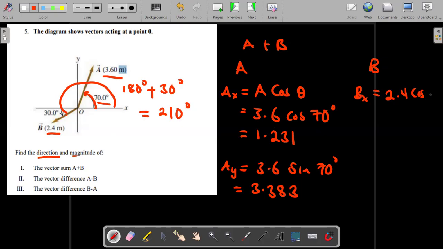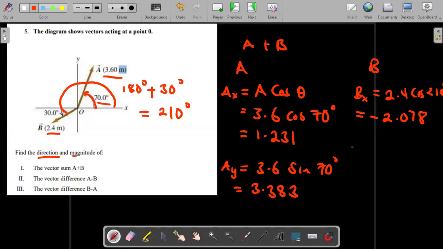So as I calculate, it will be 2.4 cos 210 degrees. I can compute that, 2.4 cos 210 degrees, and that is going to give me negative 2.078. So that's what I get.